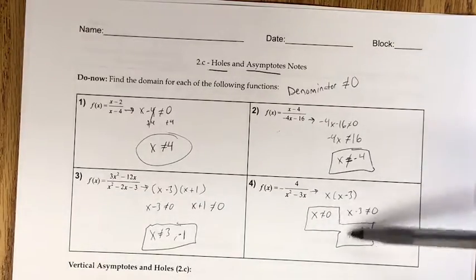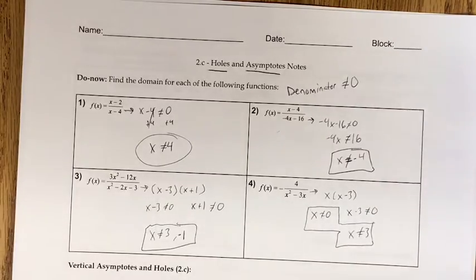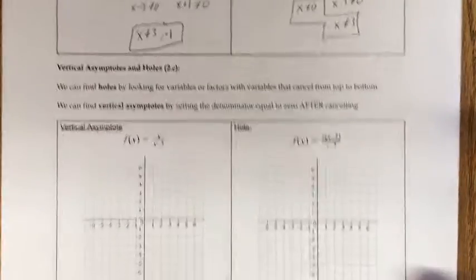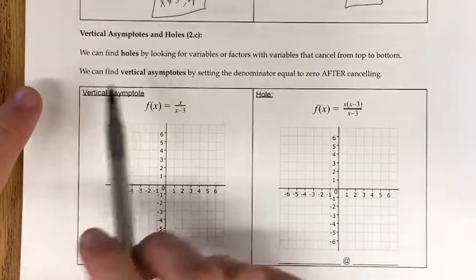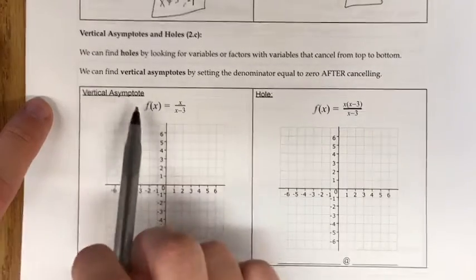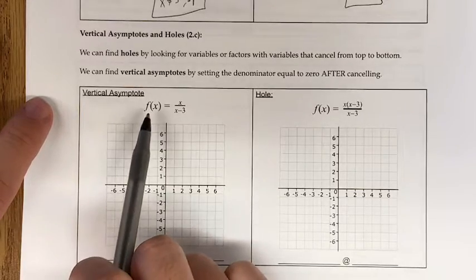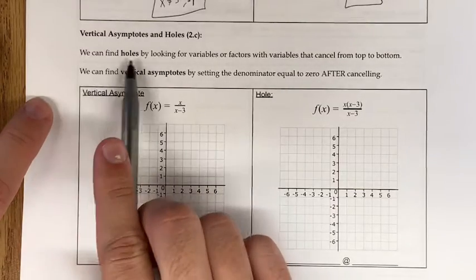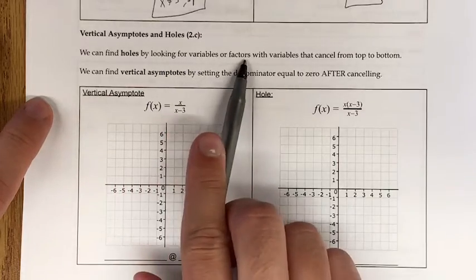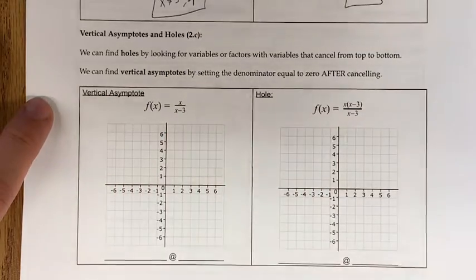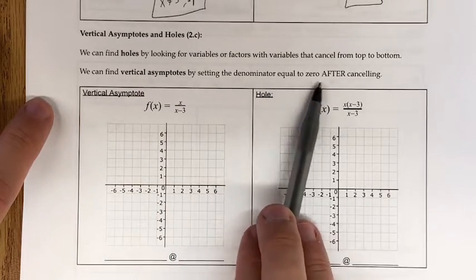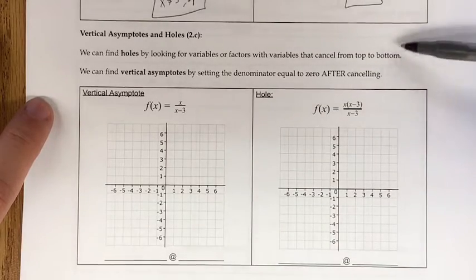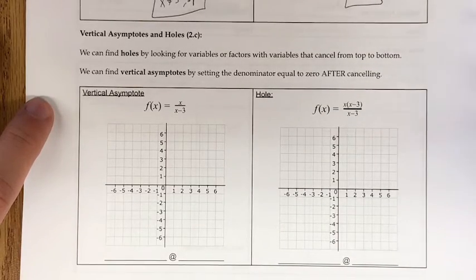Whenever you have things like this where x cannot be certain values, what happens is you have either holes or asymptotes in those cases. So what we're going to do here is look at how both of those cases apply. To start, you'll always want to look for holes first and then for asymptotes. We can find holes by looking for variables or factors with variables that cancel from the top and bottom. We find vertical asymptotes by setting the denominator equal to 0 after canceling. So you cancel to find holes first, and then you can do your vertical asymptotes.